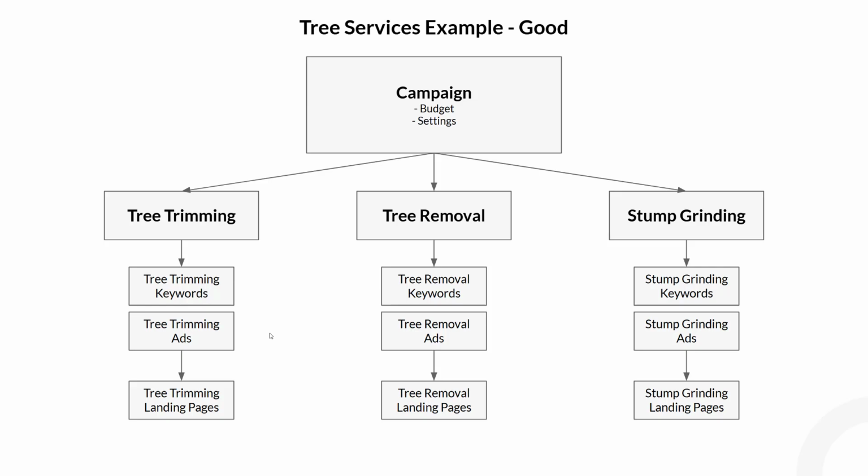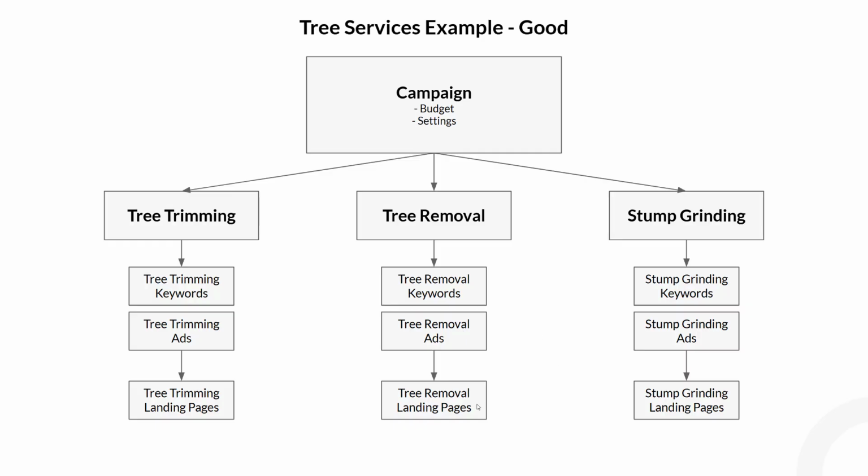We need to make sure that if somebody searches for tree removal near me, obviously within that ad group, we want to have tree removal keywords. We want the ads in that ad group to speak directly to tree removal and not be really generic or have a bunch of other different keywords in there talking about stump grinding, this and that. The ads need to be specific to tree removal.